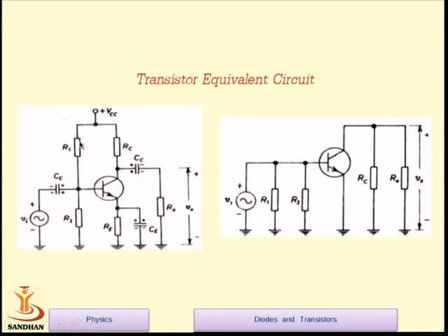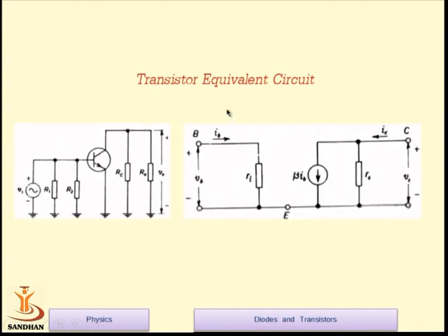By removing this VCC, making it ground, R1 comes to here, and your RC is somewhere here. RL remains as it is. So this is the transistorized equivalent circuit, and one can write down the circuit like this. This is Ri, which is known as the input resistance offered by this R1 and R2 and the base of the transistor. This is the combination of these two resistors, and that offers the RO.